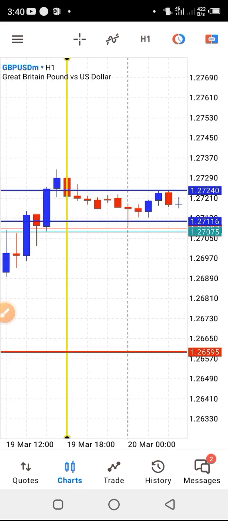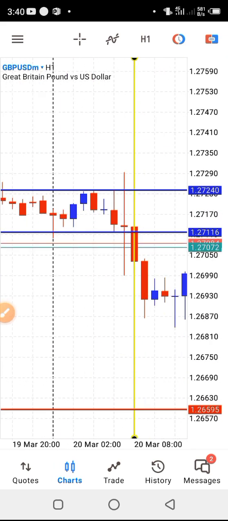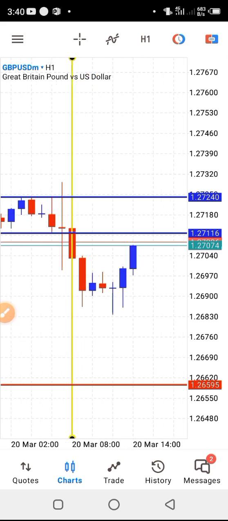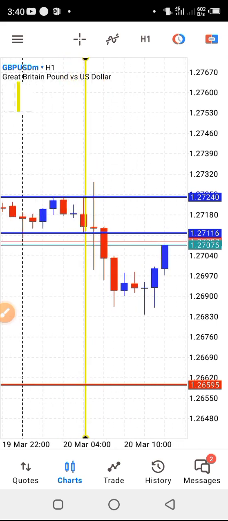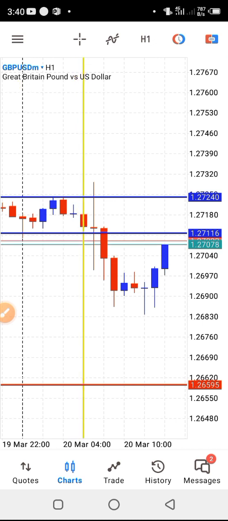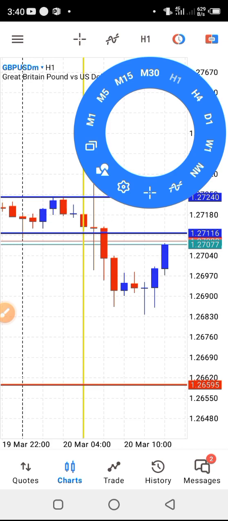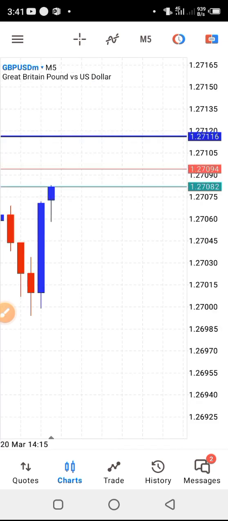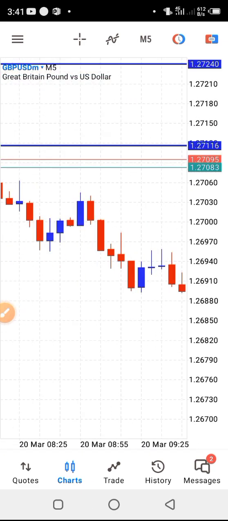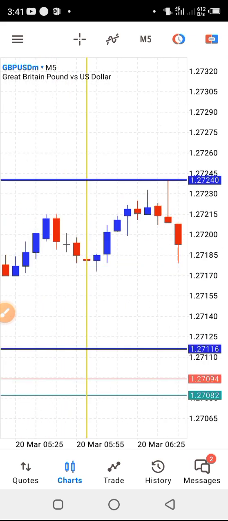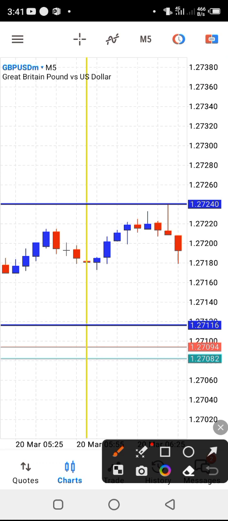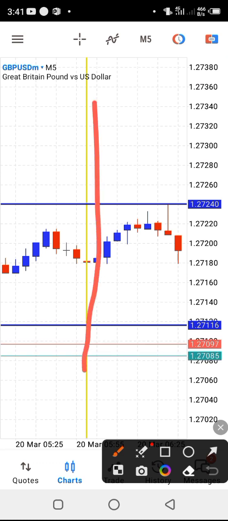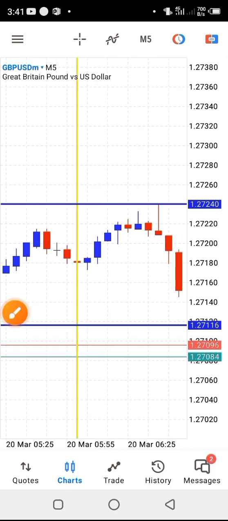Where is it? Okay, let's move. All right, so what I want to do is put this vertical line on this particular candle in order to know where it is. So I'll now scale down to a lower time frame. Let me go to the 5 minutes time frame, to see what actually played out. On the 5 minutes time frame, this is where your candle started from. So this is where it started.